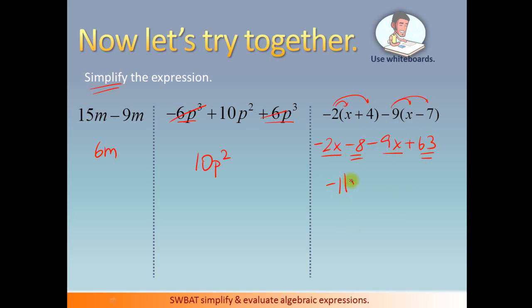So negative 11x. This time they have opposite signs, so I'm going to subtract. So I have to borrow to make this a 13. Turn that to a 5. So 13, take away 8 is 5. And then carry down the 5. Let's see what's my sign. That was a bigger number, so that's going to be my answer.